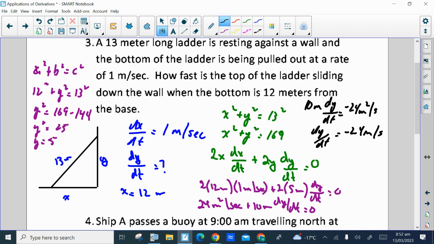So there's the rate of change of y with respect to time, and it's negative because the distance or the height of y is getting smaller. As the bottom of the ladder is pulled away from the wall, the top of the ladder slides down. So the height is getting smaller at a rate of 2.4 meters per second. Okay?